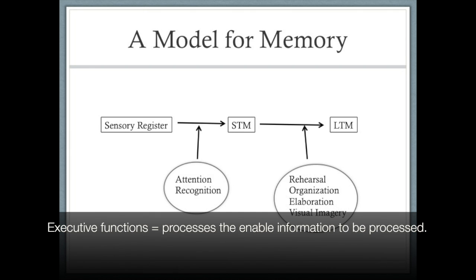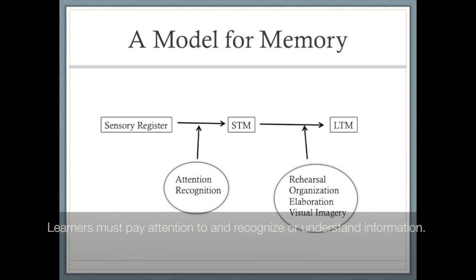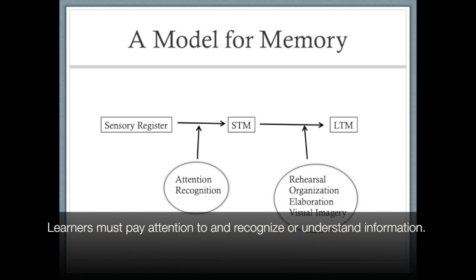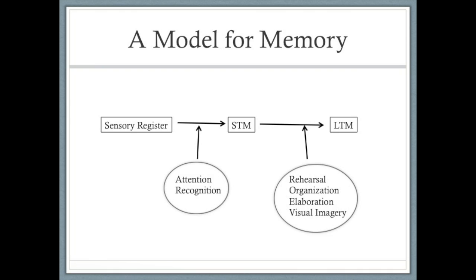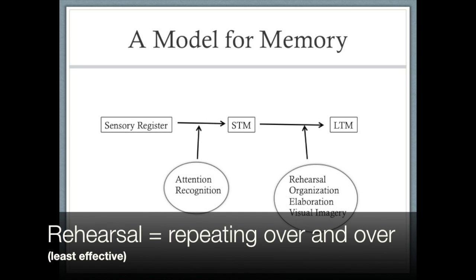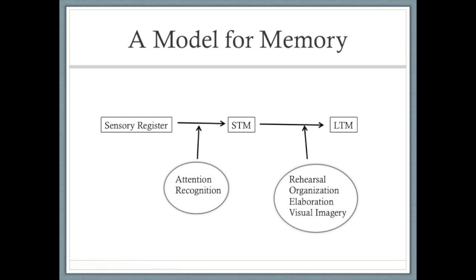The executive functions are the processes that enable information to be processed in the system. For information to move from the sensory register to the short-term memory, a person must 1. Pay attention to that information, and 2. Recognize what that information is. We have a few options to move information from short-term memory into long-term memory. First, we can rehearse the information or repeat it over and over. However, this is not an effective way to learn information.